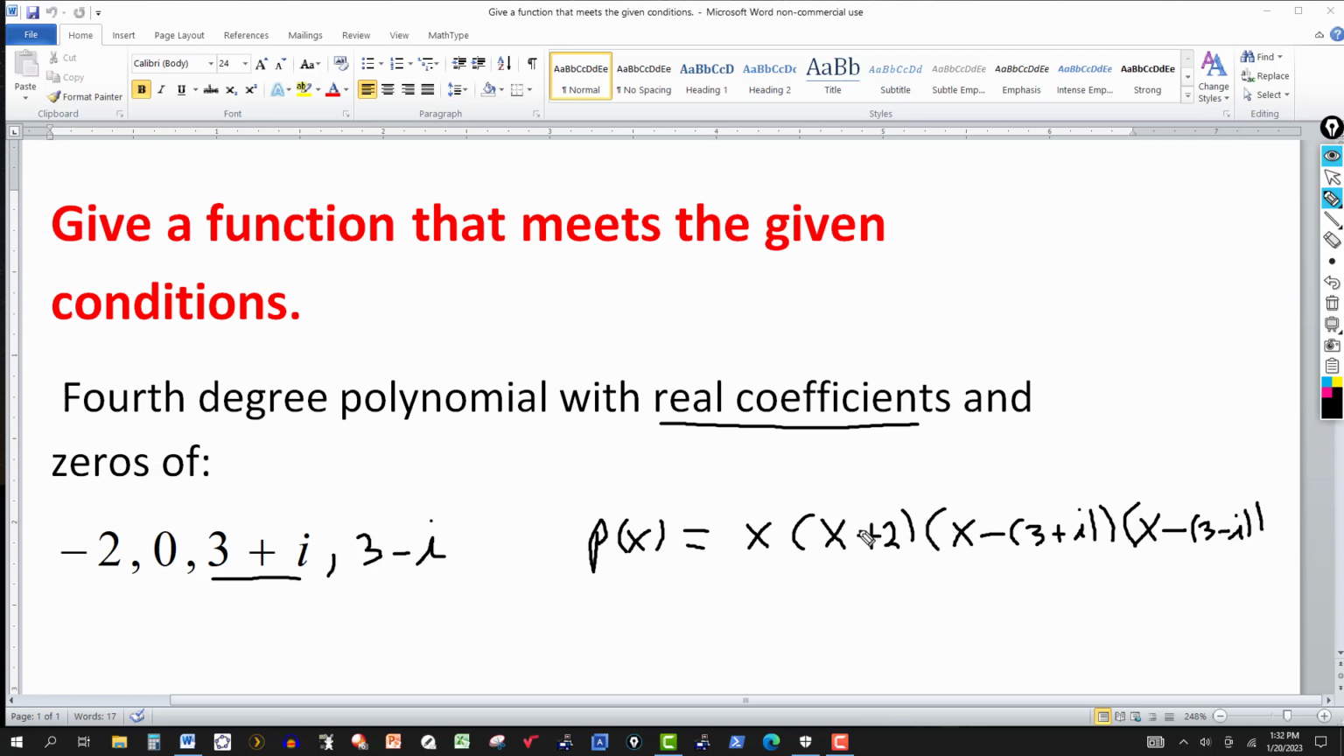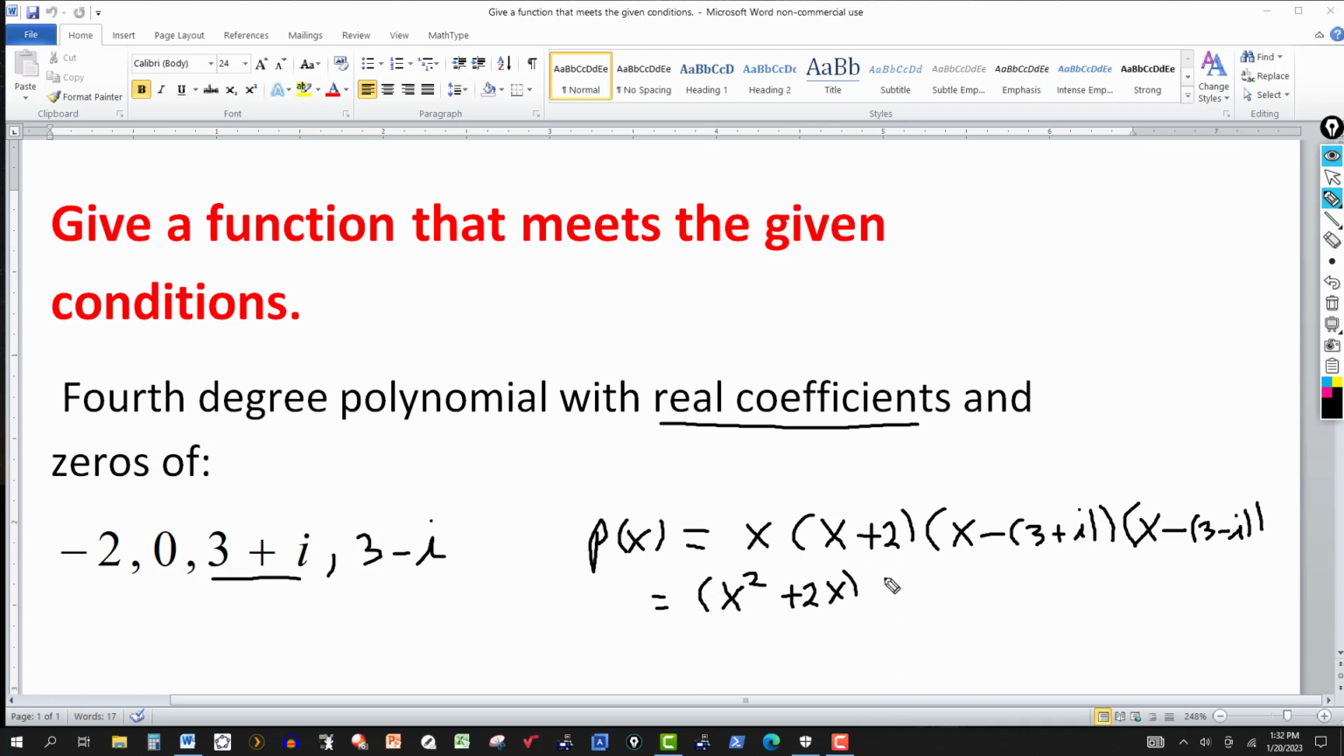But most instructions will tell you to go ahead and rewrite it so you don't have any imaginary units. You want just real numbers here. So let's do it this way. I can multiply these out. No imaginary units here, so x times x is x squared, then x times 2 is 2x. So I write that as this binomial, and we'll put that in parentheses for now.